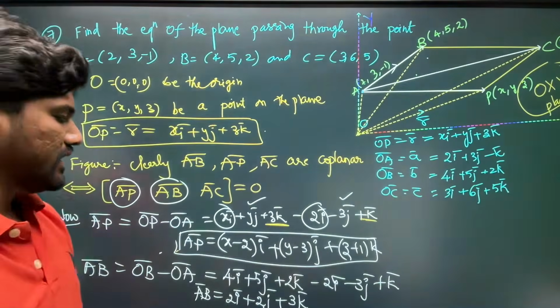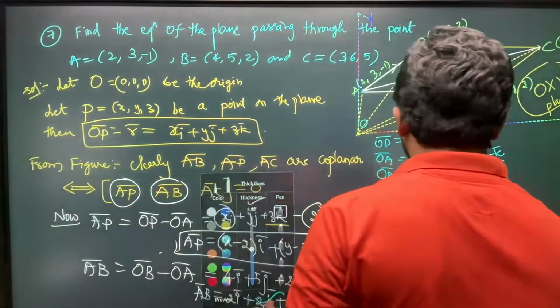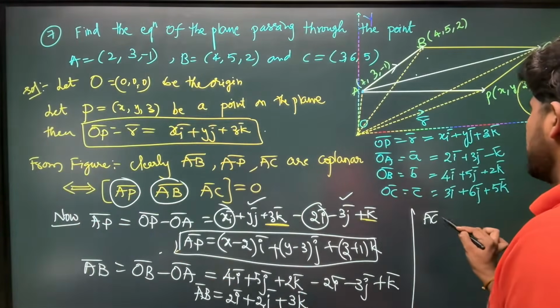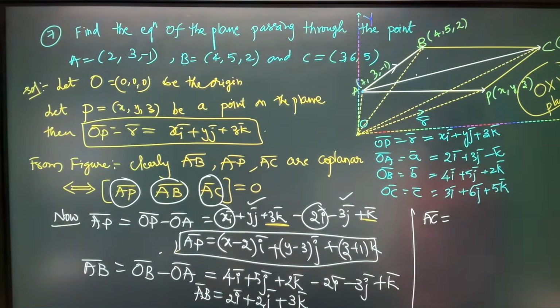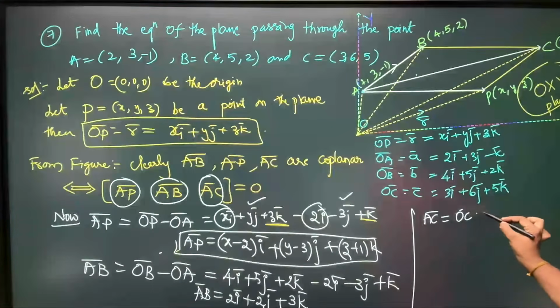Similarly, we have to find AC bar value also. Why? Because this is the third vector. AC bar value. Tell me the formula. OC bar minus OA bar.